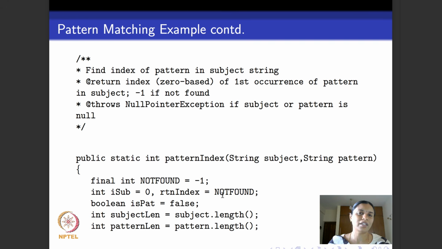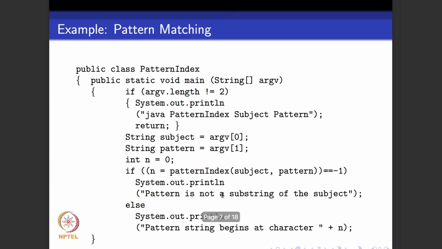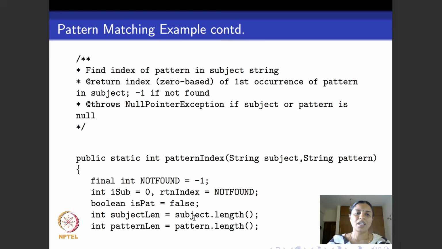Remember, when the return index continues to be -1, if you go back to the previous slide, I return saying the pattern is not a substring of the subject. And then it uses a few Boolean variables, standing for is pattern, initialized to false, and then it calculates the length of the subject and the length of the pattern. Why do we need the length of the subject and the length of the pattern? Because we're going to use a for loop to move across the length of the subject from left to right, and another for loop to move across the length of the pattern from left to right.